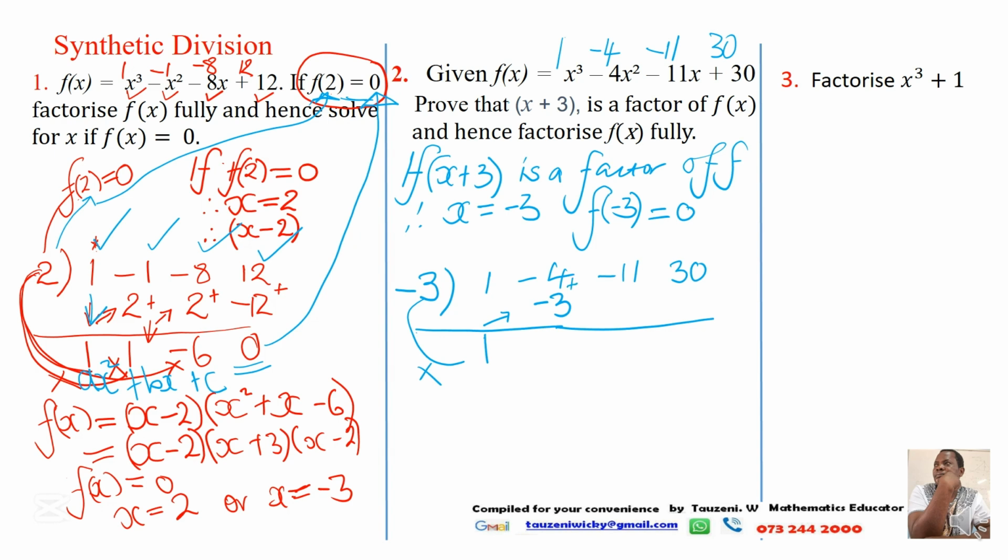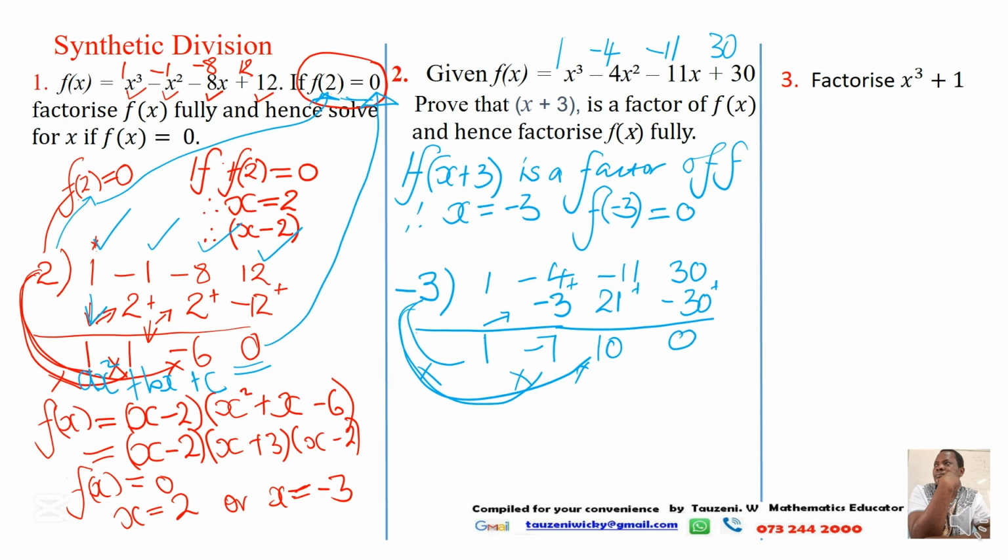So if we add these two numbers here, they are going to give us -7. Then multiply, write the answer in the next column, and add the numbers. Repeat the process. Multiply, add the answer in the next column, and add the numbers.